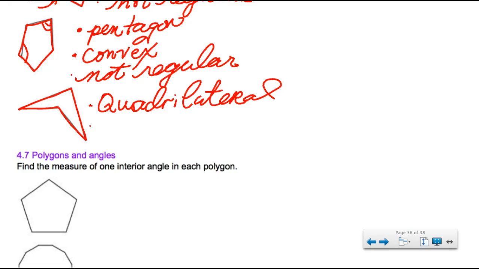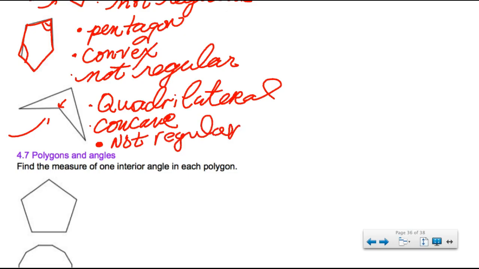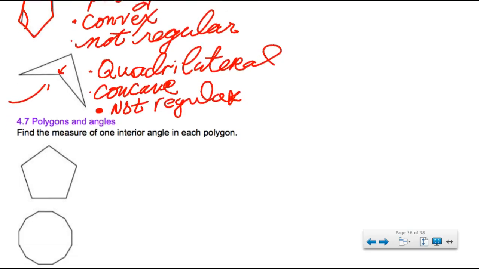Next up, it does look like somebody gave it a kick right there and it caved in. So it's concave. And it's not regular, because regular ones have to be, although you might say, well, it looks kind of regular. When they cave in like this, you can't really talk about that angle measure. So in order to be regular, it also must be convex. So this is not regular. So that's how we name them and classify them and all that good stuff.